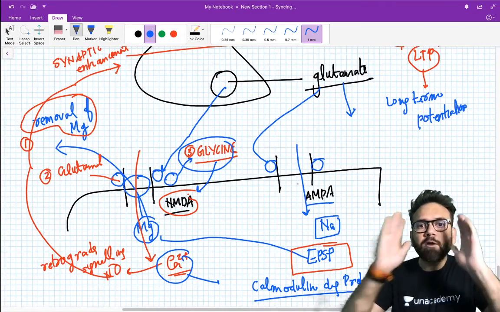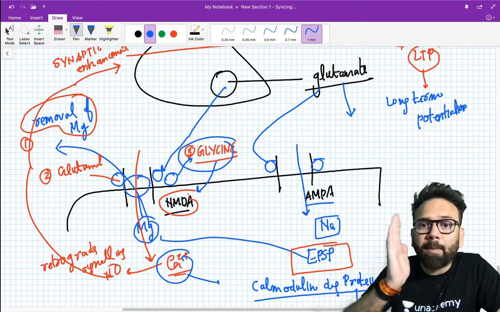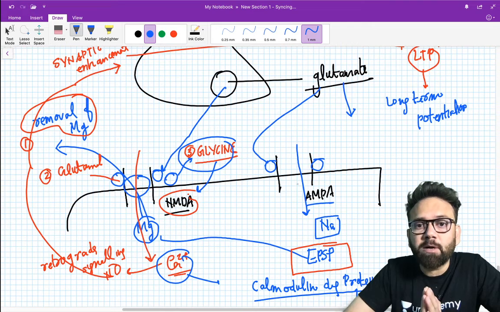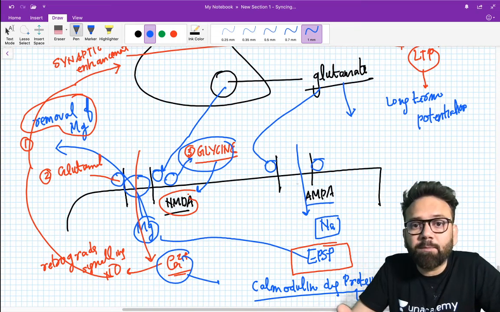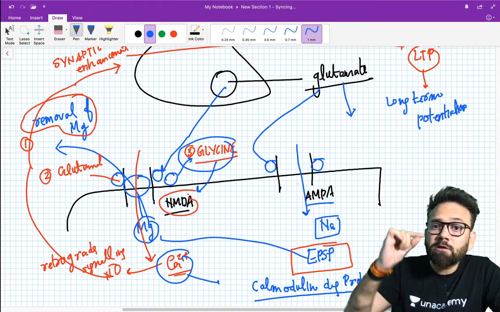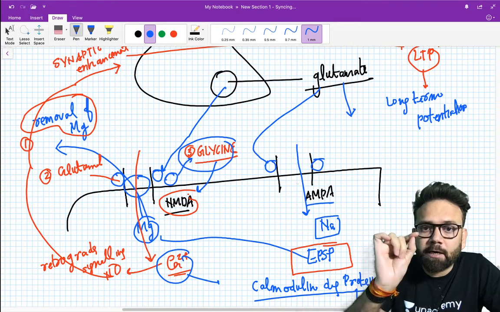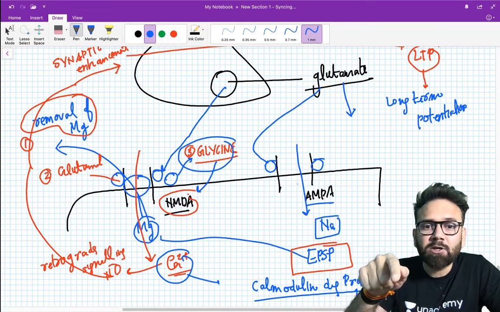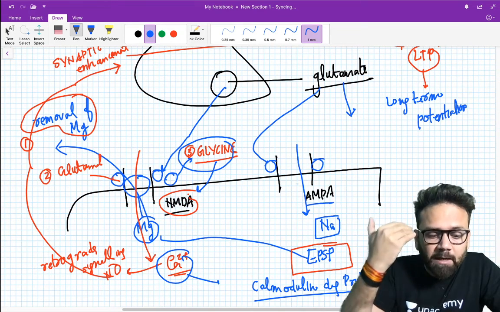See, point number one: when glutamate is released, it will not go to the NMDA receptor. First, it will activate AMPA. Before NMDA is stimulated, AMPA need to be stimulated by glutamate, and this will cause influx of the sodium ion, and sodium ion will cause EPSP. EPSP of AMPA will cause removal of the magnesium blockade. Number two, there need to be attachment of glutamate as well as glycine to cause activation of NMDA. Now NMDA, when activated, cause influx of the calcium.